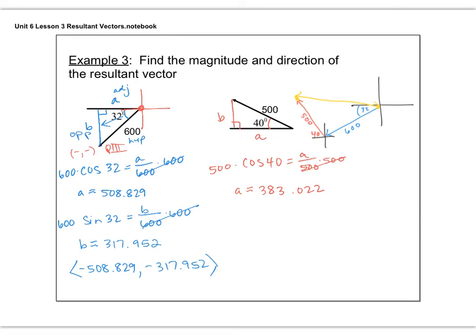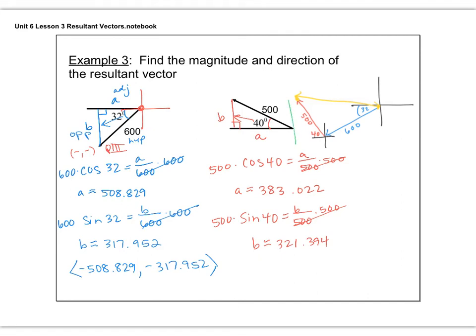Then let's find our vertical component. So now we have opposite and hypotenuse. Sine 40 equals B over 500, times 500, and 500 times sine 40, B is approximately 321.394.